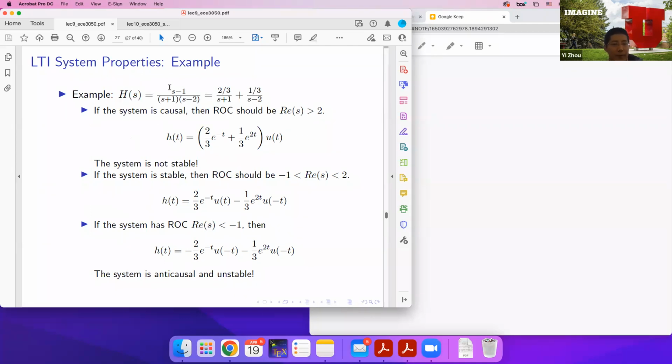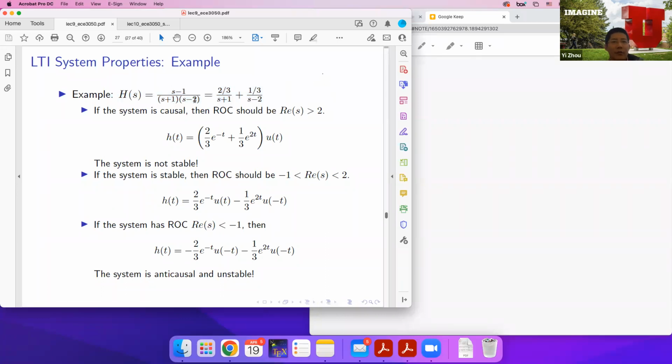And then the key here is to consider its region of convergence, which depends on how the system behaves. So here we discuss 3 cases. In the first case, if we want such an LTI system to be causal, then based on the causality criterion for a causal and rational LTI system, we need to satisfy that the region of convergence is to the right of the rightmost pole.